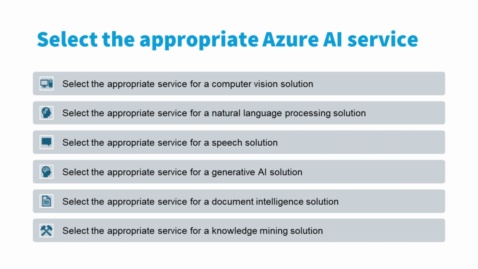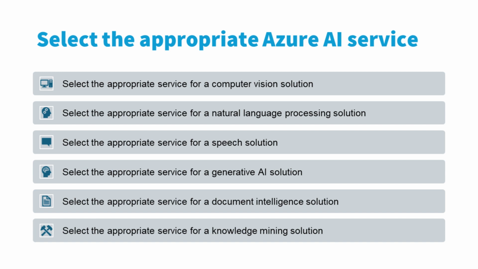The objective select appropriate Azure AI service involves choosing the right Azure AI service for specific tasks. This includes several skills. Choosing a service for computer vision tasks like image recognition or object detection. Picking a service for natural language processing tasks such as text analysis or language translation. Selecting a service for speech related tasks like speech recognition or synthesis.